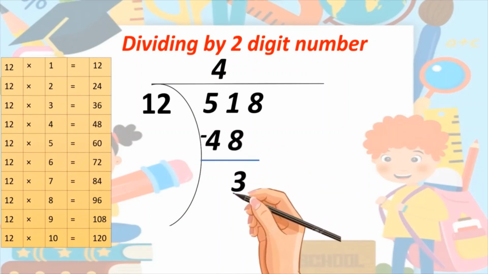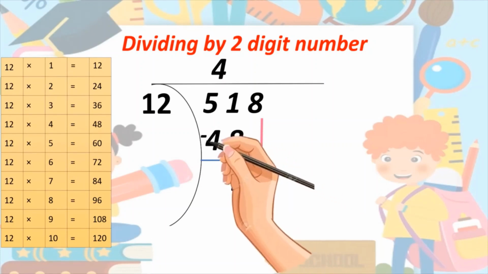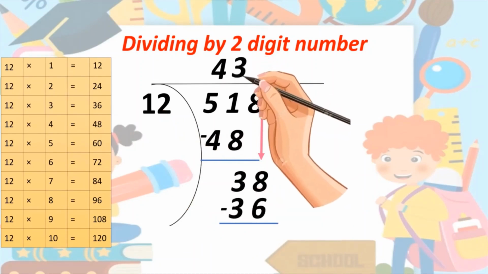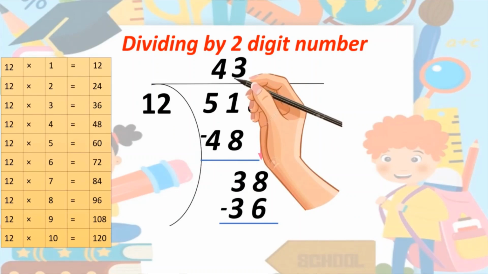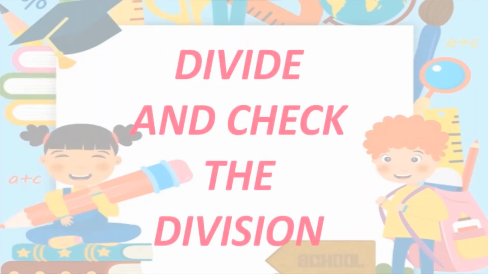So we bring down the next digit and we write it as 38. We look into the table of 12 again, and 12 threes are 36. So we write 12 threes are 36, and the remainder we get is 2. So this is an easy one, and we get the quotient as 43 and remainder as 2. Now we divide and check. Till now we have learned to divide. Now we will divide as well as check whether the answer we get is correct or not.